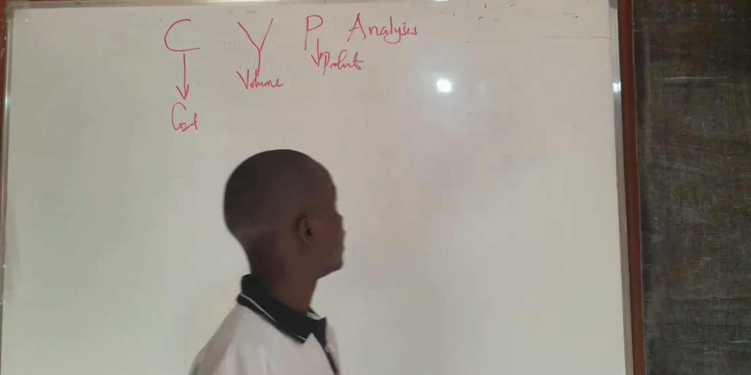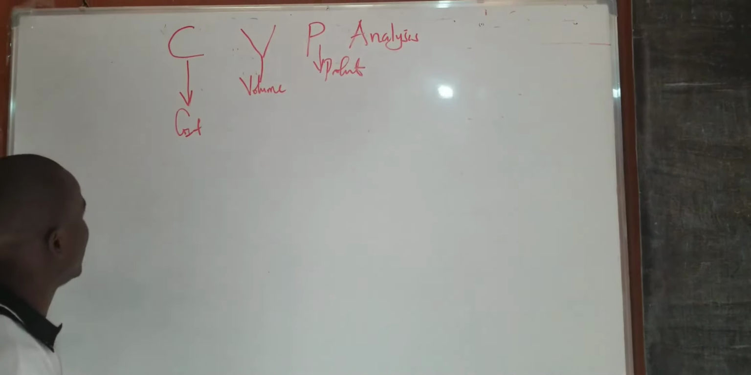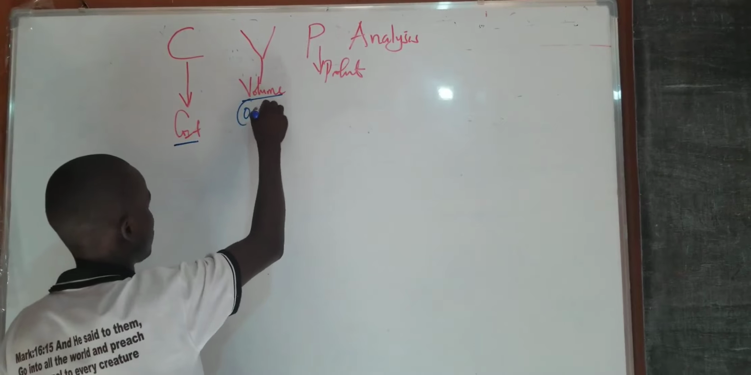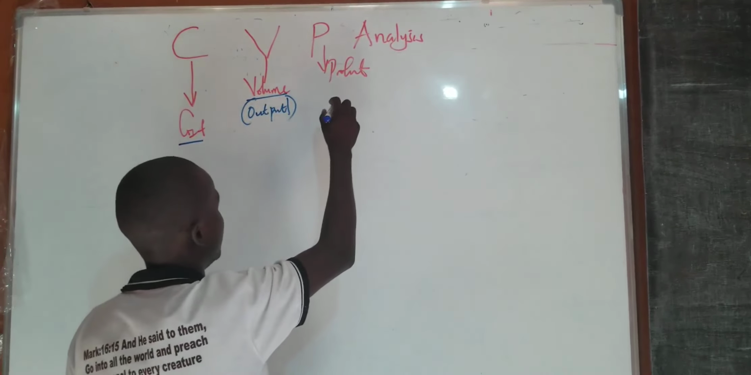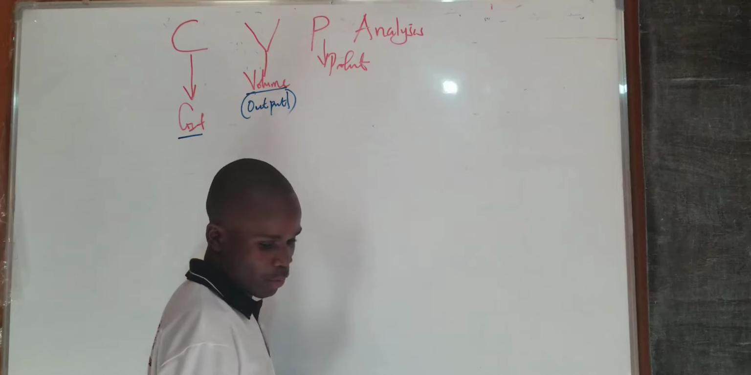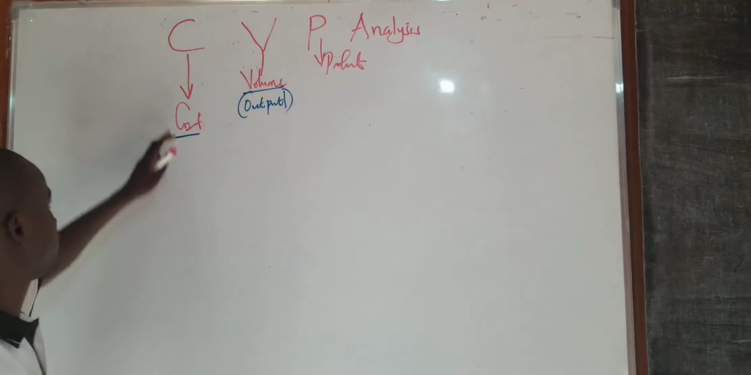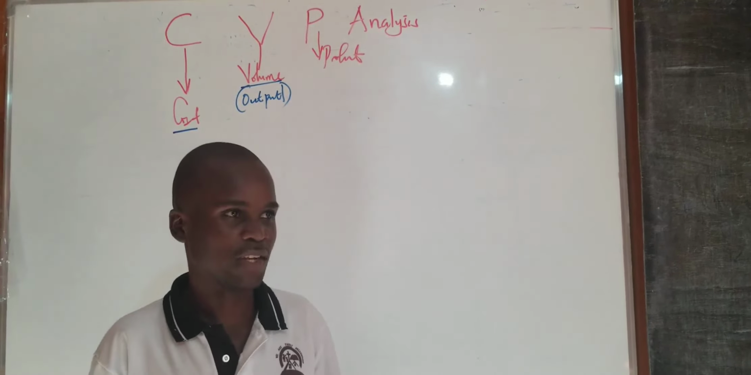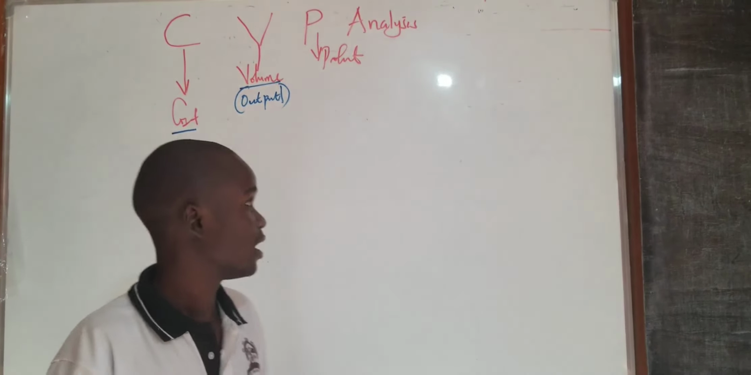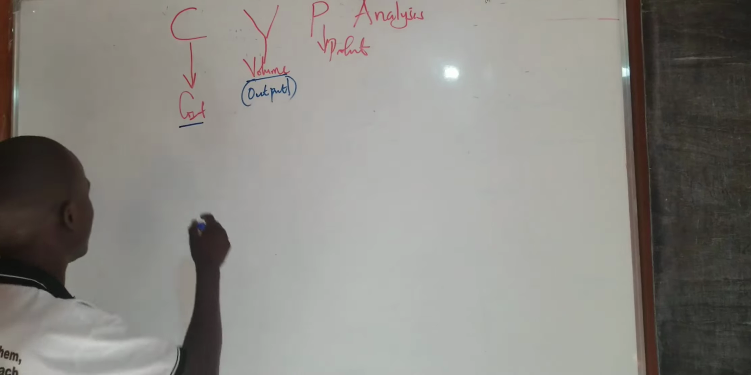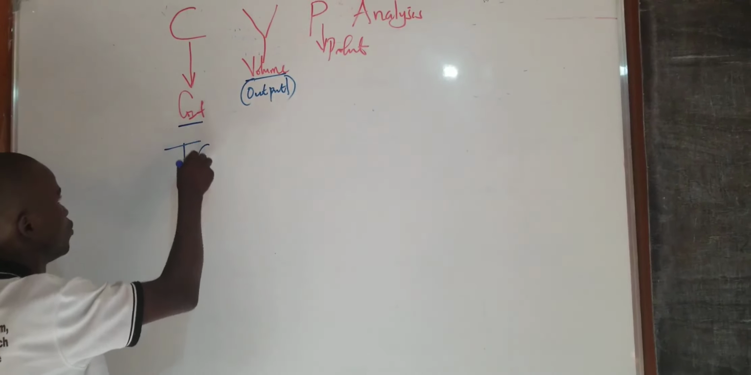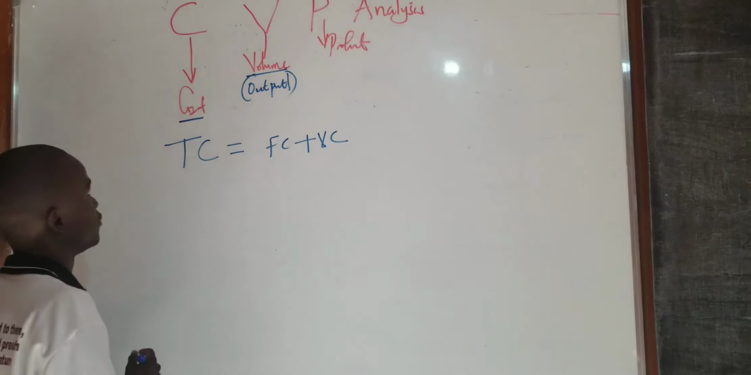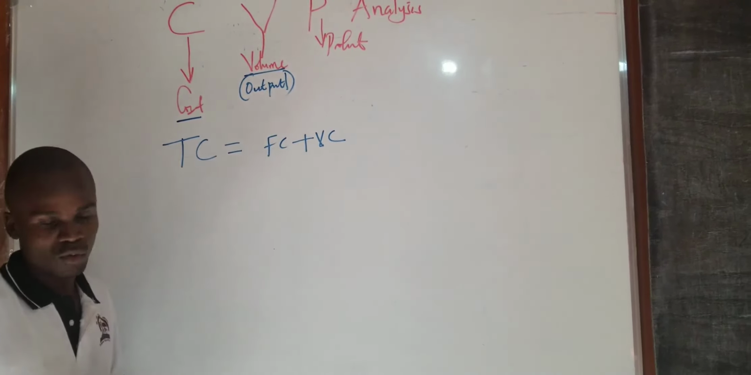CVP analysis means the management accounting technique that analyzes the company's costs, volume (in brackets, output), and the profit. Here we are mainly analyzing the costs. These are expenses incurred in production of a good or providing a service. The costs are categorized into two: fixed costs and variable costs.